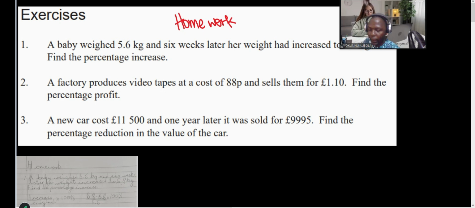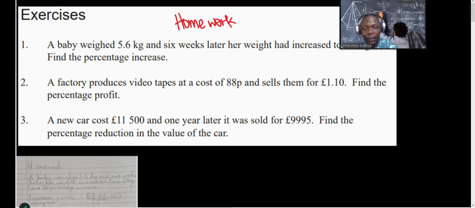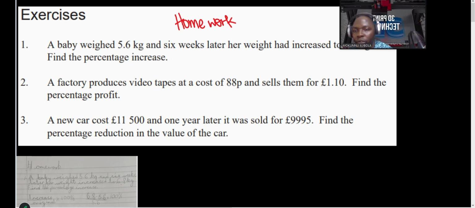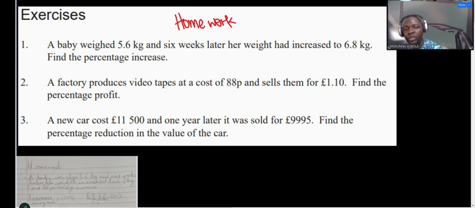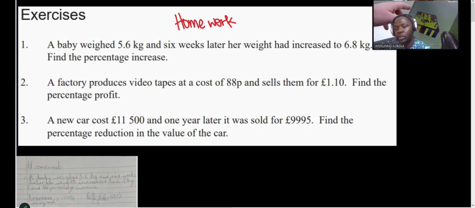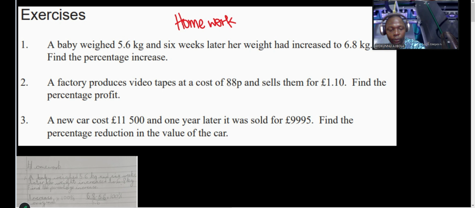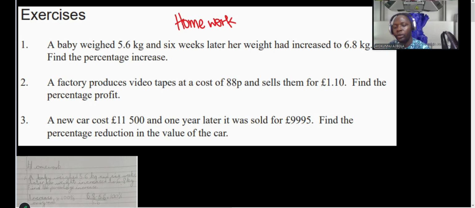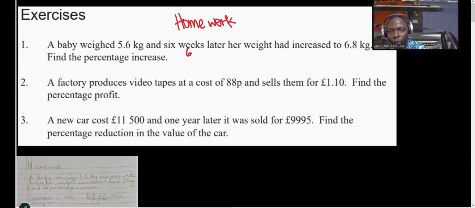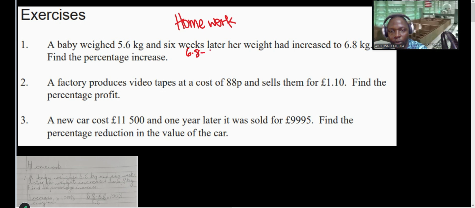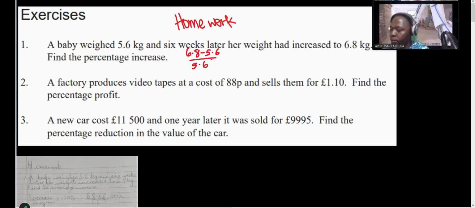Okay, no problem. A baby weighed 5.6 kilograms and 6 weeks later, her weight was increased to 6.8 kilograms. Find the percentage increase. How are we supposed to do that? We find the increase, we divide by the original value, and multiply by 100. And there, you have the percentage increase. So, how do we get the increase? We subtract 6.8 minus 5.6 over the original 5.6, then times 100%.